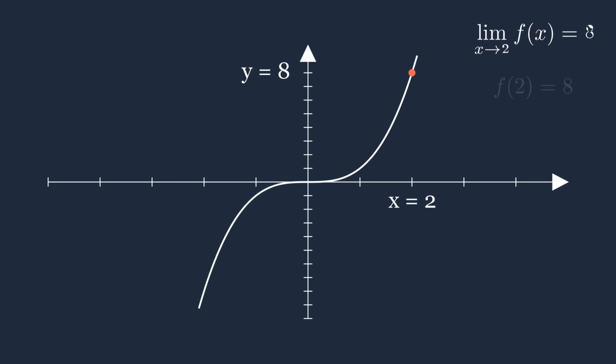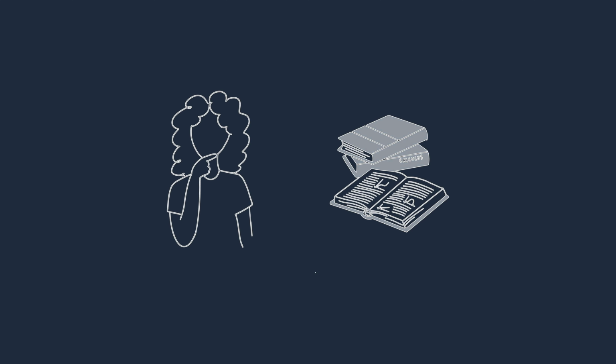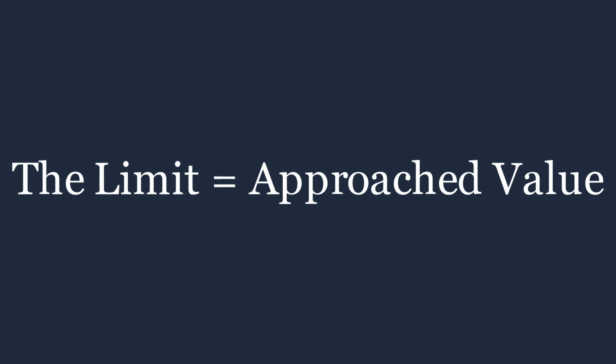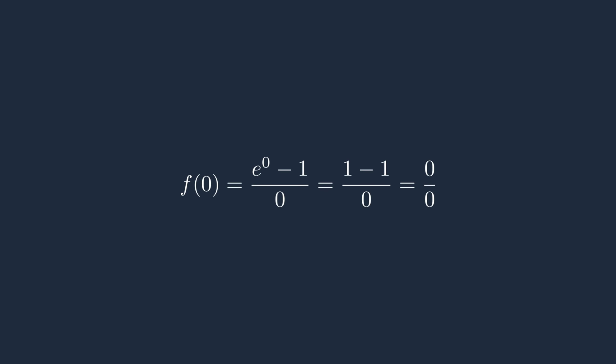Easy, right? Well, one may see this and think, so why is this useful? Can't I just evaluate the function at that point? Yes, you can in many cases, but the limit is not the function's output. It's the value the function's output approaches. For instance, if I gave you this, would you be able to tell me what f of 0 is by substituting? No. But if I look at the graph, I can clearly see that this value approaches 1, even though f of 0 does not exist.